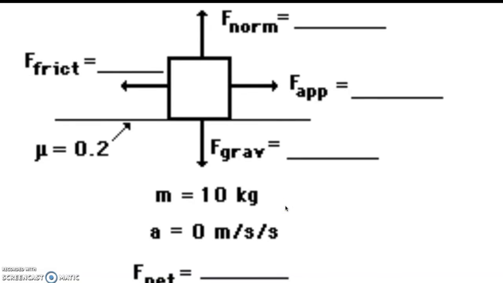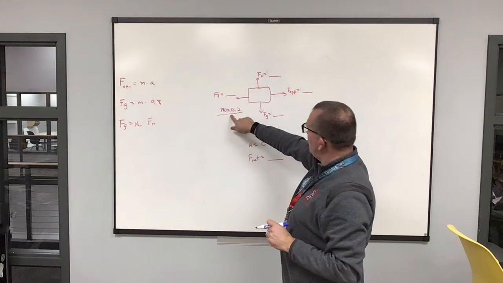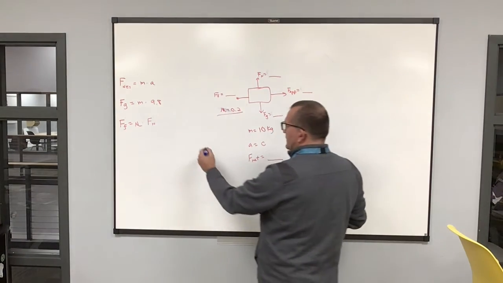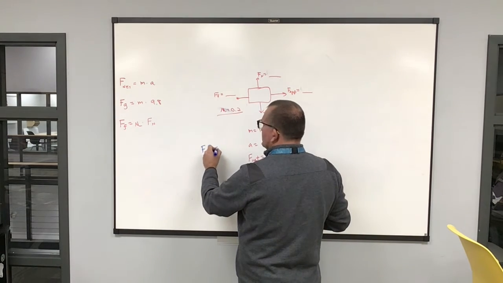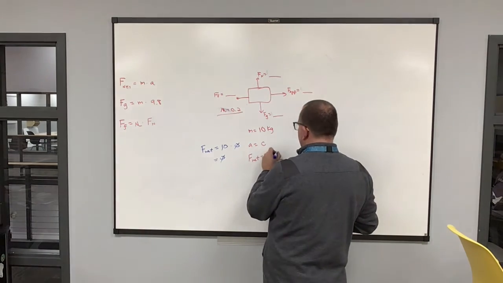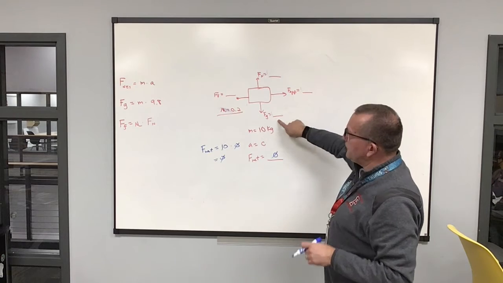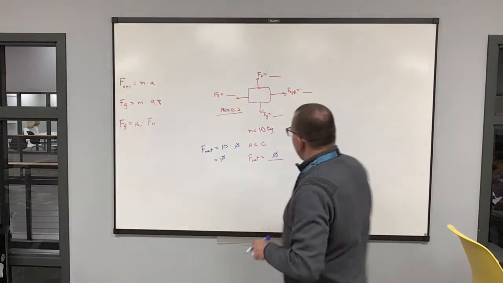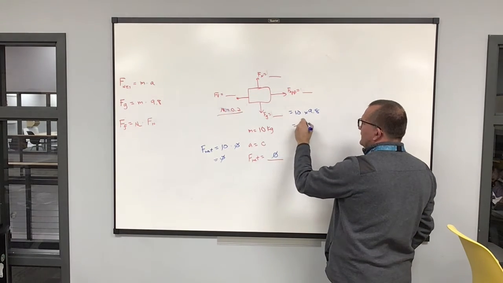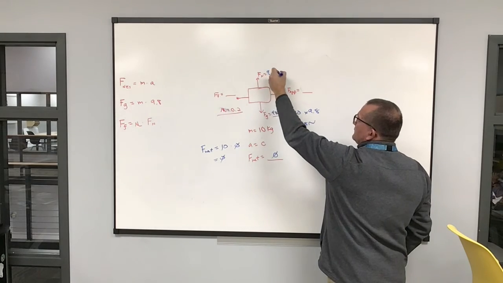Do this now. All right, so we don't know any forces. We know coefficient of friction is 0.2, mass is 10, acceleration is 0. Right away we can find net force. Force net equals mass times acceleration, so 10 times 0, which is 0. Net force is 0, which means all our forces are balanced. I don't know any forces to balance yet, but I can find the force of gravity because it's mass times 9.8. If my mass is 10, 10 times 9.8 is 98 newtons. So if this is 98 newtons, normal force is 98 newtons.